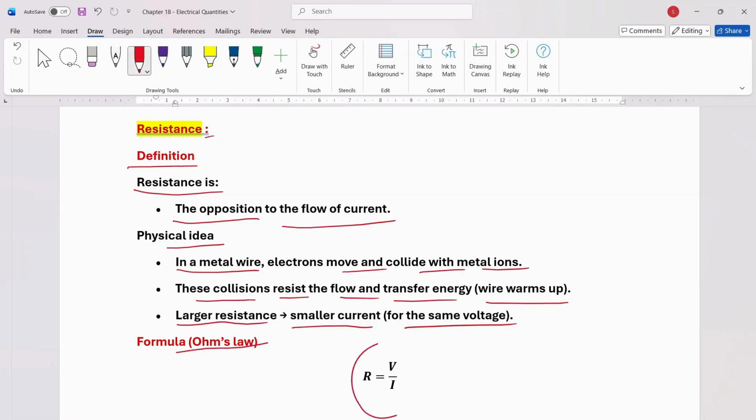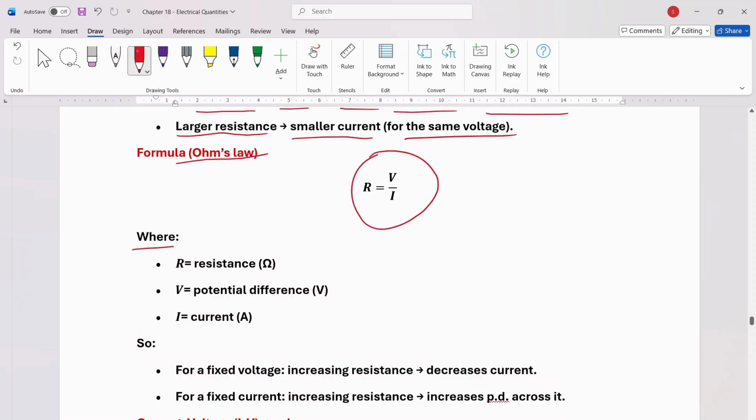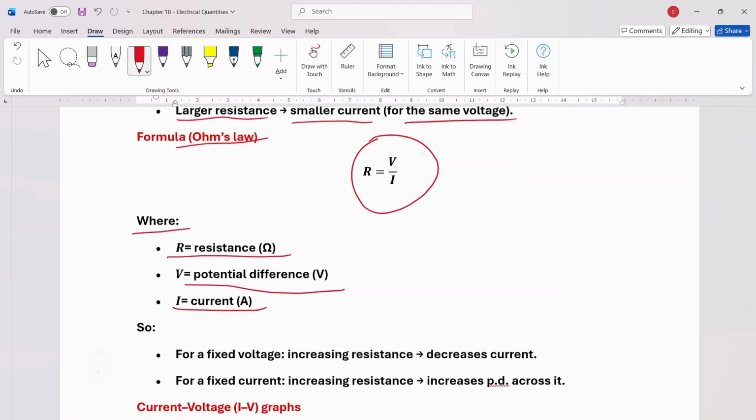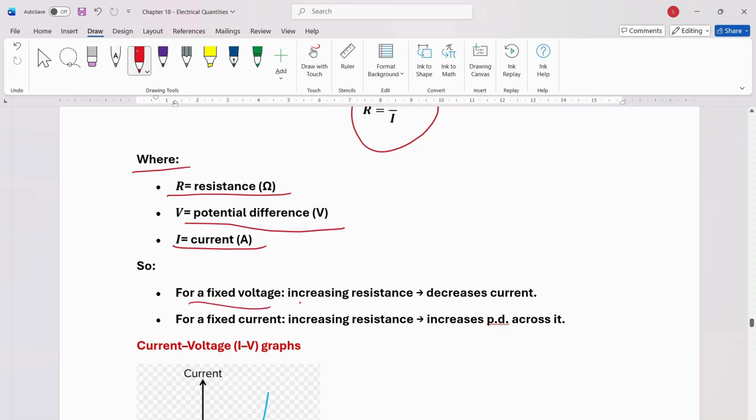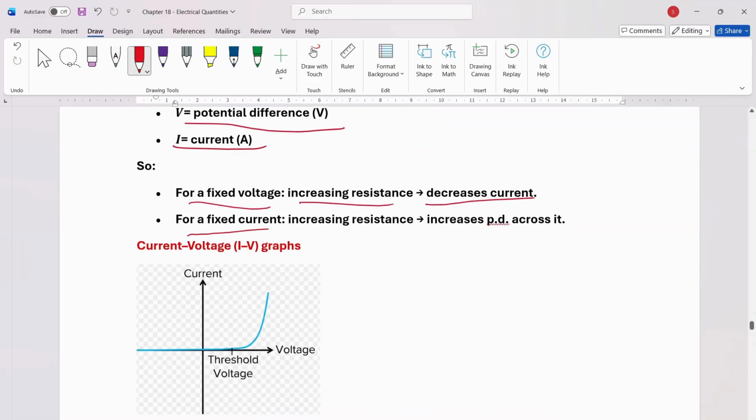Formula: Ohm's law. R equals V over I, where R is resistance, V is potential difference, and I is current. So for a fixed voltage, increasing resistance decreases current. For a fixed current, increasing resistance increases potential difference across it.